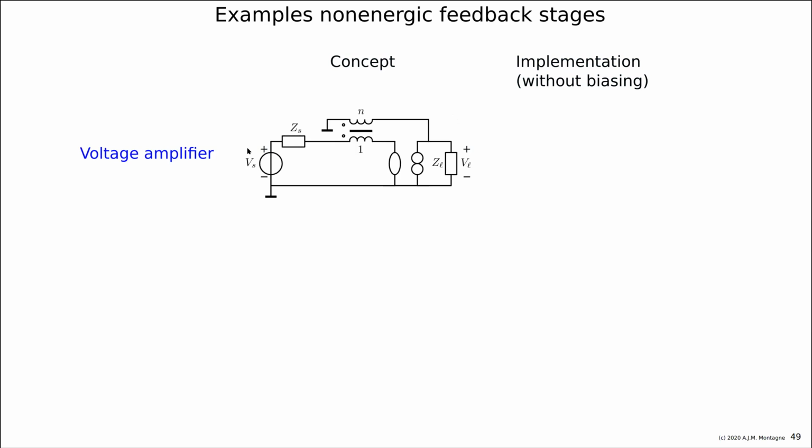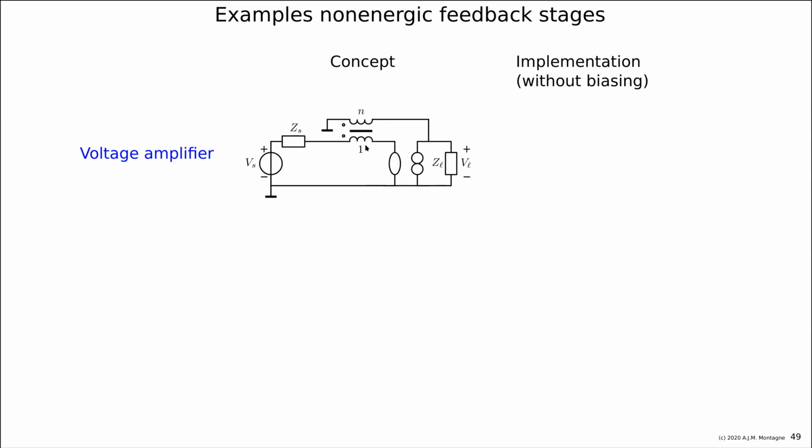So let's do some examples of non-energetic feedback stages. A single transistor as controller and a non-energetic feedback amplifier with it. I want to show you a concept and the implementation without biasing. We call it the signal path. A voltage amplifier with one transistor. The concept could be like this. We have a nuller. We have a non-energetic feedback with a transformer. We have parallel sensing of the voltage. You see the secondary winding N of the transformer is in parallel with the load.